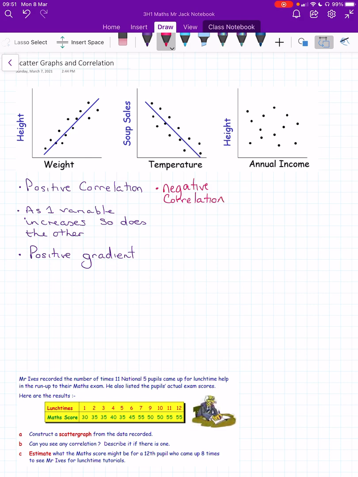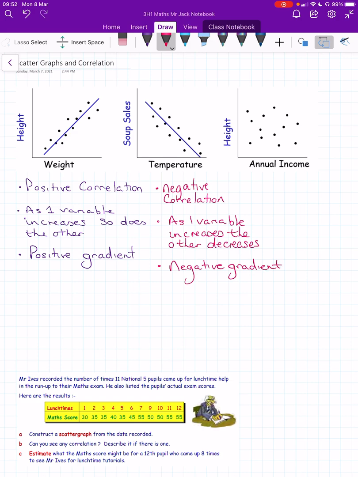And again, with this one, as one variable increases, the other decreases. So as one variable goes up, in this case temperature, the sale of soup comes down. And if you link it back to your straight line work, this is a negative gradient. The line is decreasing, sloping downwards as we move from left to right.